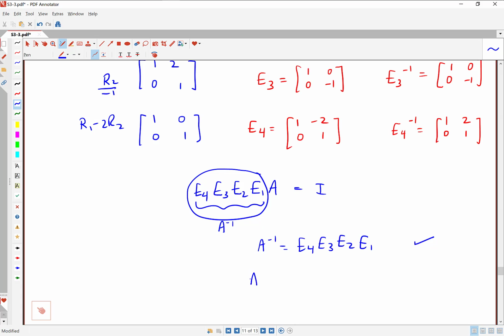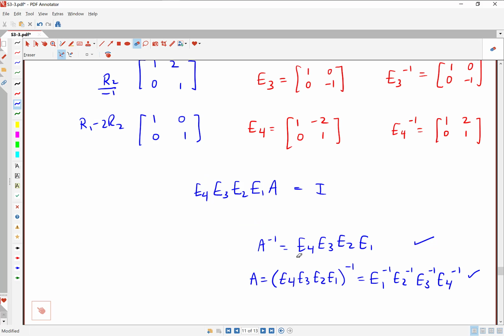And then to get A, we're going to say, well, A is the inverse of A inverse. Using the socks and shoes principle, we need to pass the inverse to each of these matrices, but the order also reverses. So it becomes E1 inverse, E2 inverse, E3 inverse, E4 inverse. And so now we've written A as a product of elementary matrices.